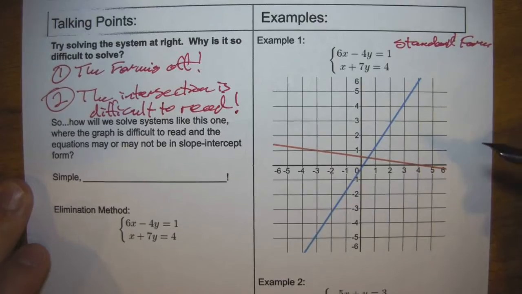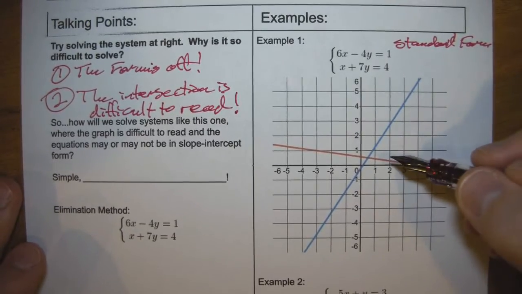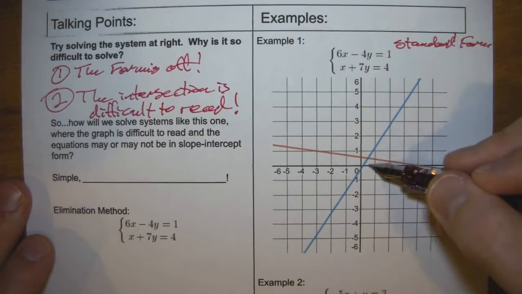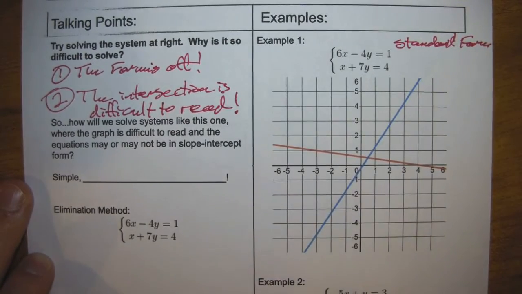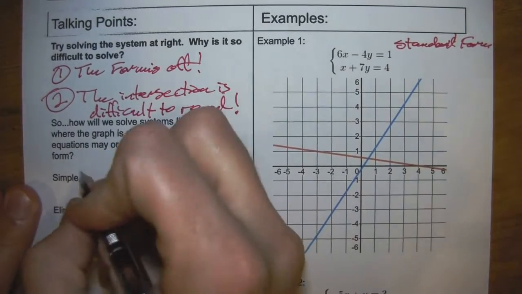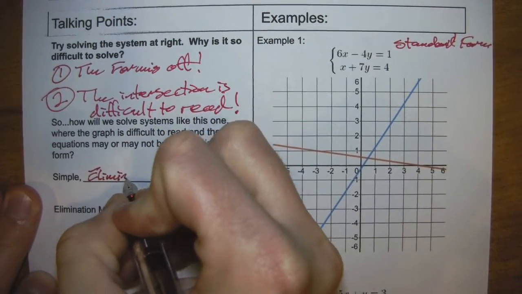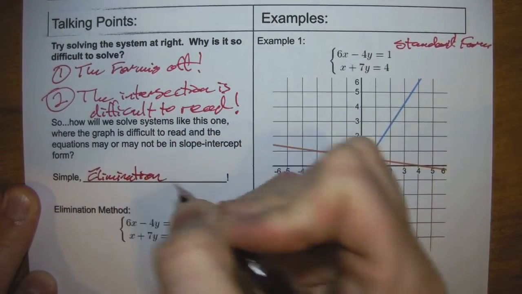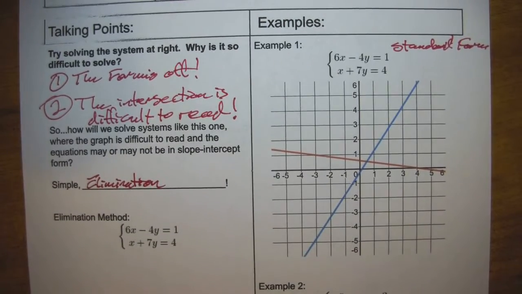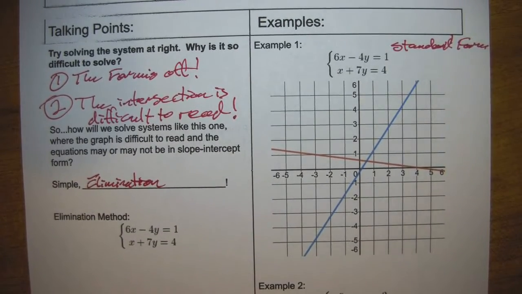With a graph, in this case, we could get close. I could say maybe it's a third up and a half over. I don't know. The best we can do is a guess. So here's the ultimate question for today. How are we going to solve systems like this one, where the graph is difficult to read and the equations may or may not be in slope-intercept form? And here is the answer. It's a very simple answer. Elimination.